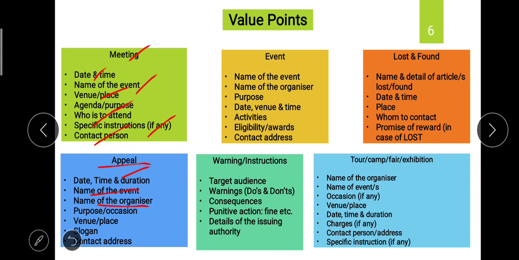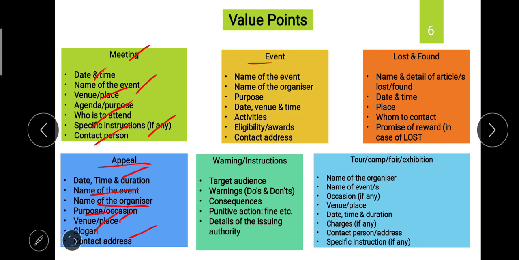the event, name of the organizer over here, then purpose or occasion of that appeal, venue and place where the event will take place, then some slogans which are very much relevant to appeal to the people, and the contact person or the contact address.